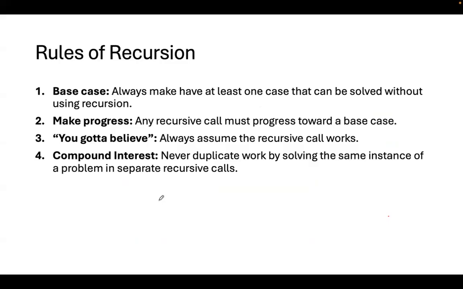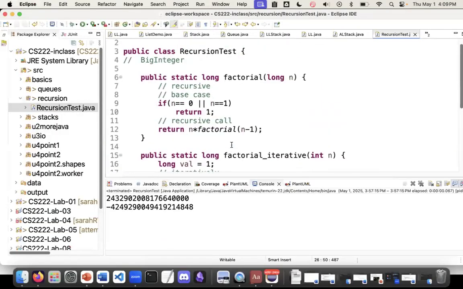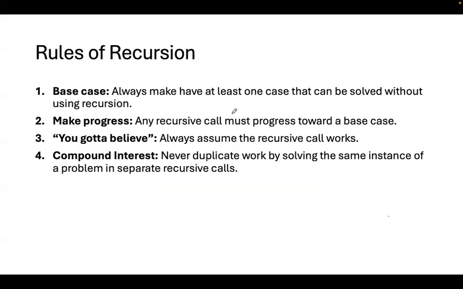In terms of the rules of recursion, rule number 1 is you always need a base case. So that's a rule that I violated at first, where I had this and I didn't have my base case. Thumbs down. So you must have at least one base case that can be solved without recursion. So that's our n equals 1, our simplest possible way we can solve this.